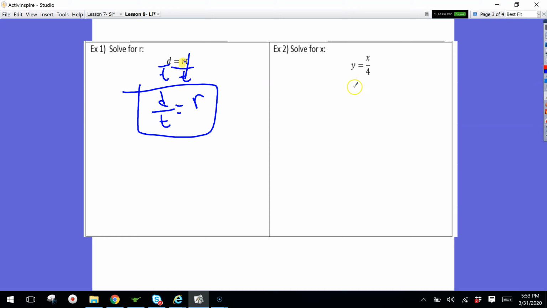In this case, I have an equation that says that y equals x divided by 4. So I want to solve this for x. Right now, I'm dividing x by 4. So let's go ahead and highlight the variable that I'm trying to solve for. In order to get rid of dividing by 4, I need to multiply by 4. That would be the inverse operation that would work there. So in this case, 4 times y, or just 4y, equals x.